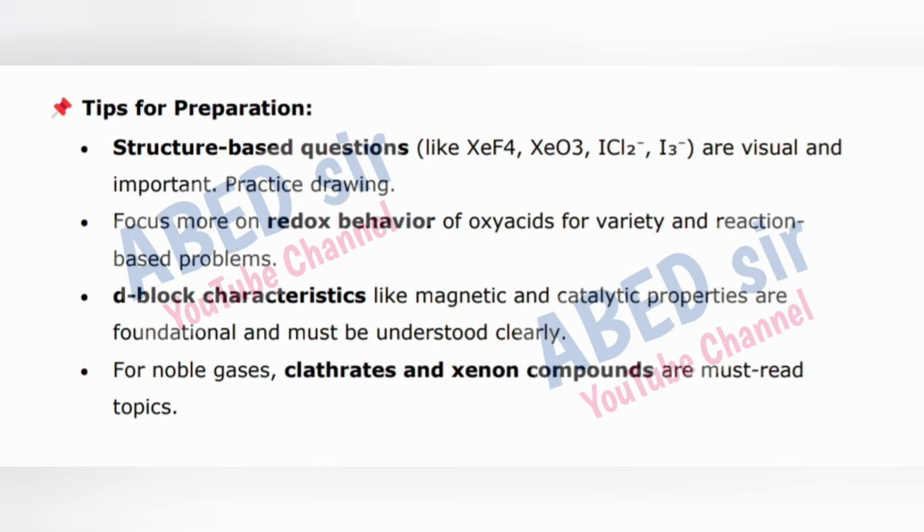Tips for preparation. Structure-based questions like XeF4, XeO3, ICl4, I3 are visual and important. Practice drawing. Focus more on redox behavior of oxyacids for variety and reaction-based problems. D-block characteristics like magnetic and catalytic properties are foundational and must be understood clearly. For noble gases, Clathrates and Xenon compounds are must-read topics.